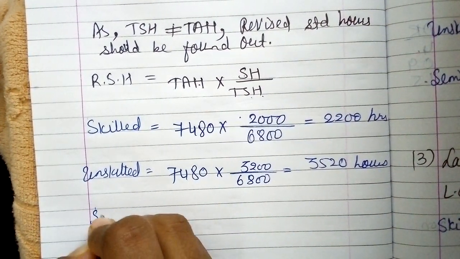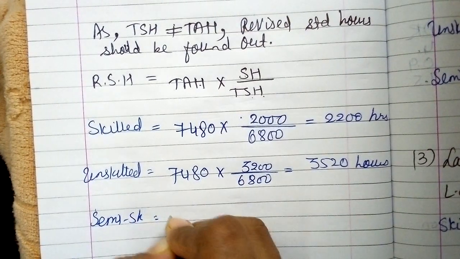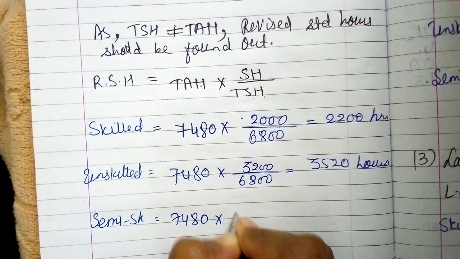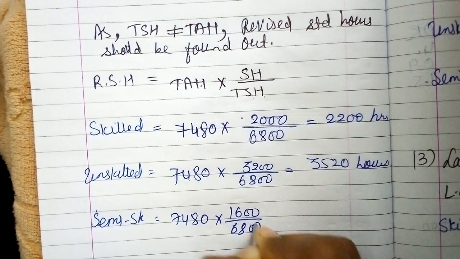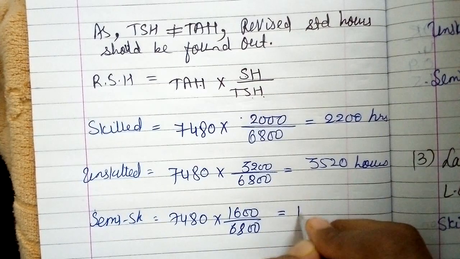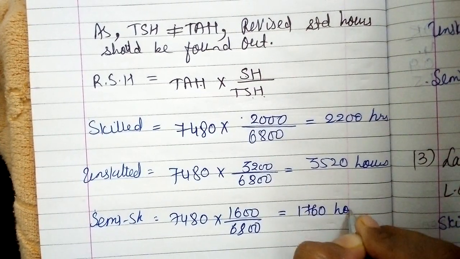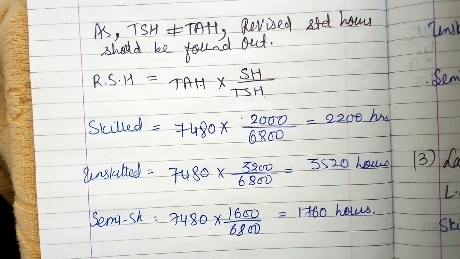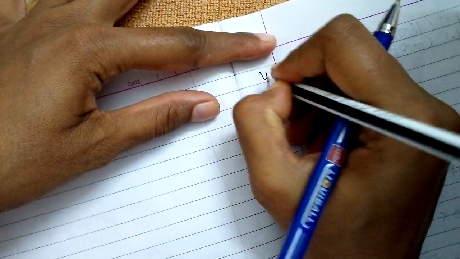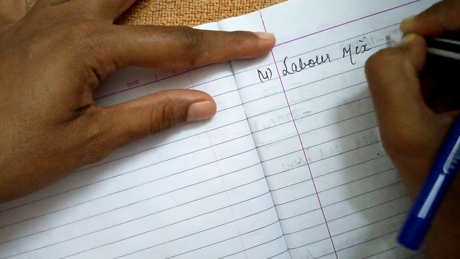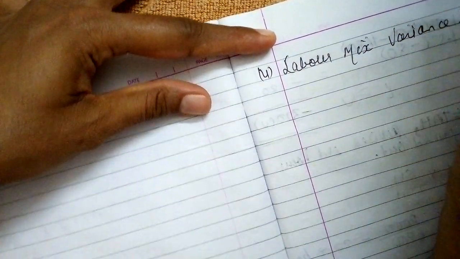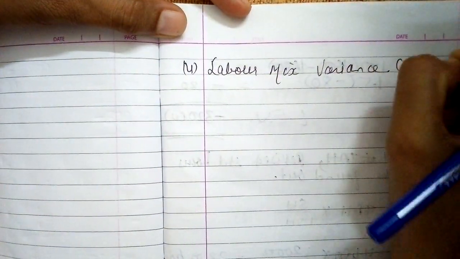And for semi-skilled, 7480 into 1600 divided by 6800. So that will be 1760 hours. Okay. So these all are our revised standard hours. So now we are going to calculate labor mix variance, right, that is LMV.